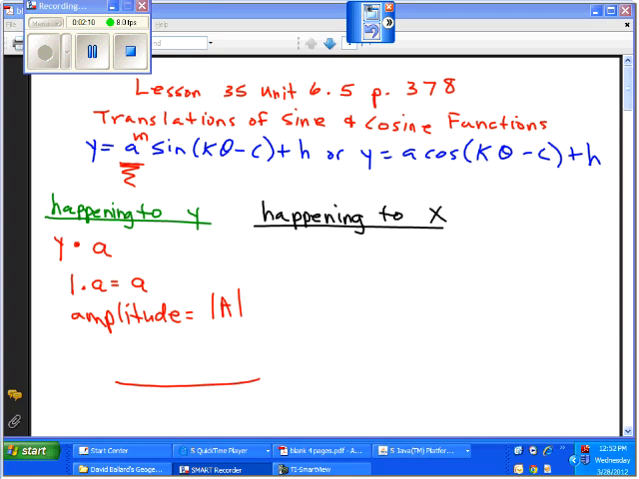And just so we remember, we used to go 1 to negative 1. And if A was equal to 2, then that means that we would go from 2 to negative 2, right? My wave is just taller. Any questions on that?